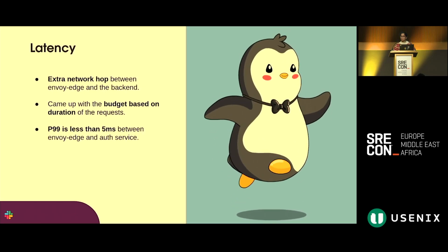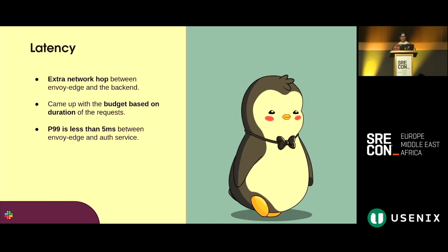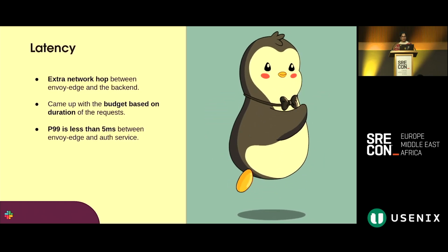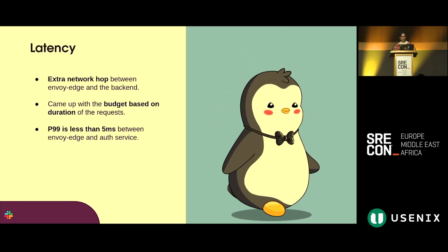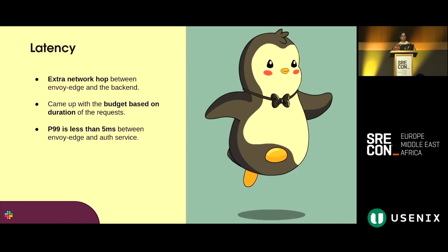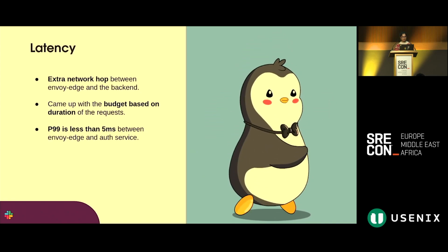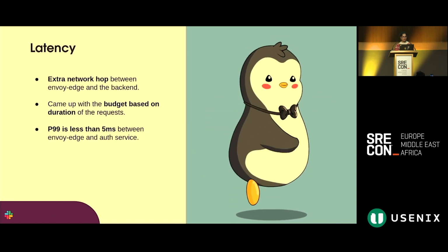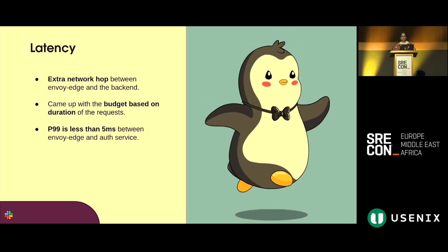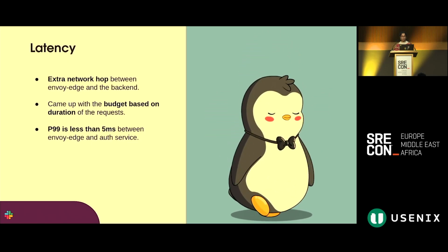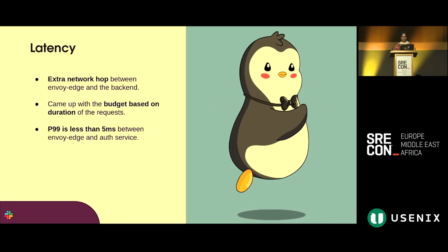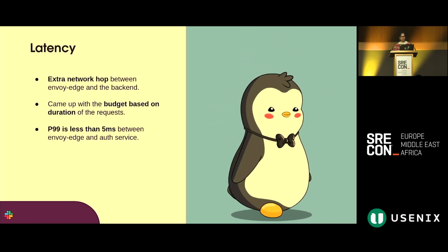And I'm very happy to say that in the end, we were actually able to achieve a less than 5 millisecond latency between auth service and Envoy at P99, which is way within the limit that we had set in the beginning.